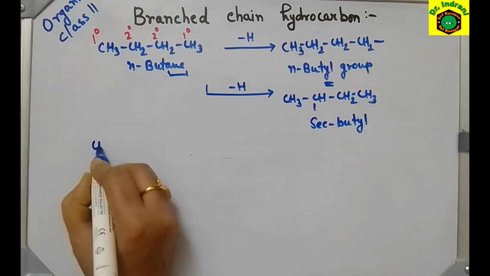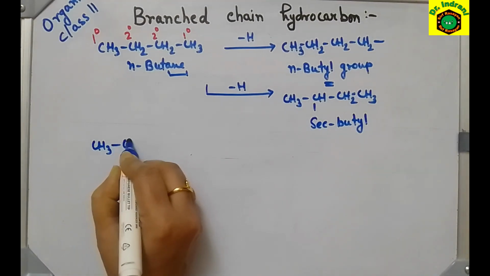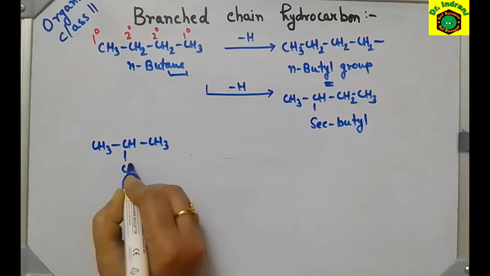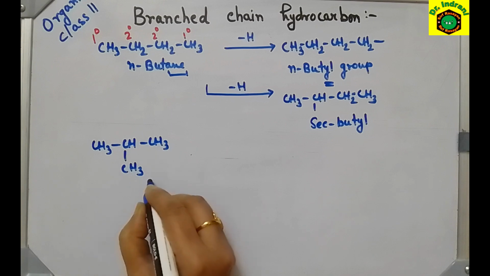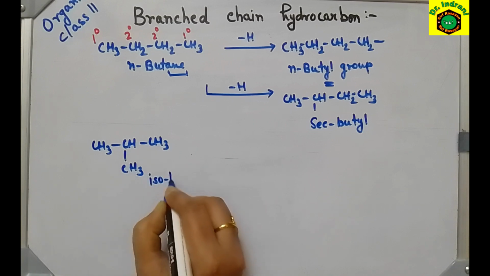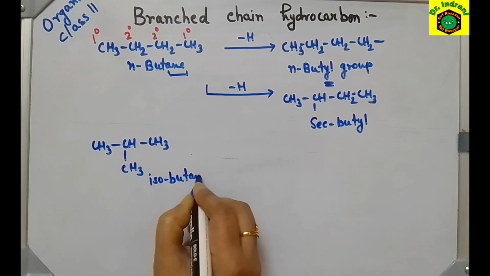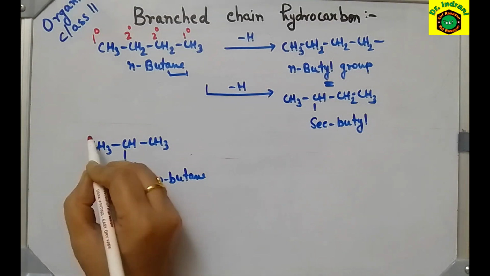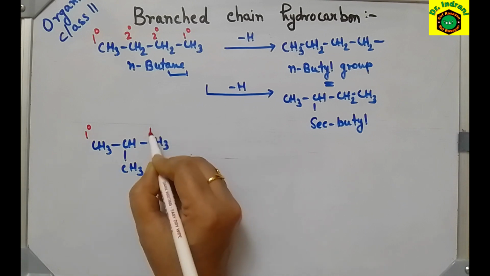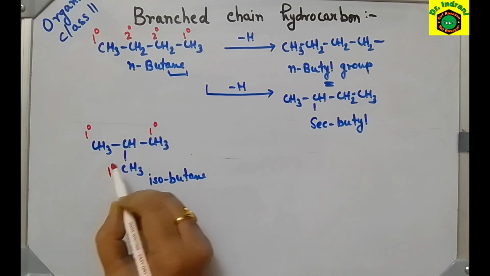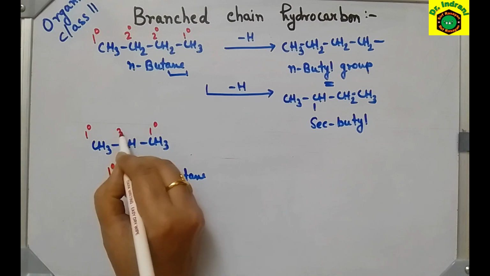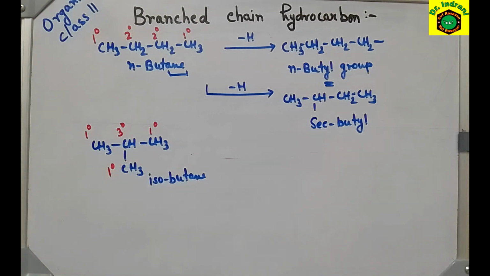Similarly, CH3, CH, CH3, CH3. This is your isobutane. Here this is 1 degree carbon, this is 1 degree, this is 1 degree, but this one is attached with 3 carbon atoms, so it is 3 degree, means tertiary carbon.